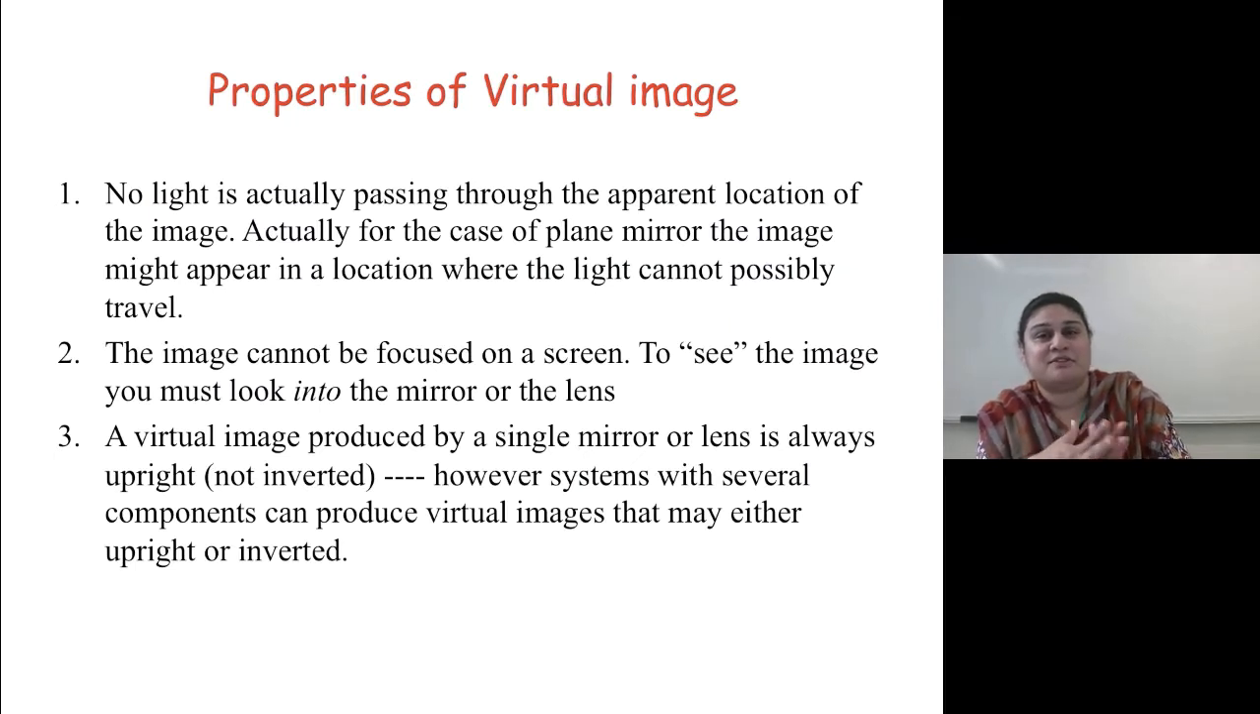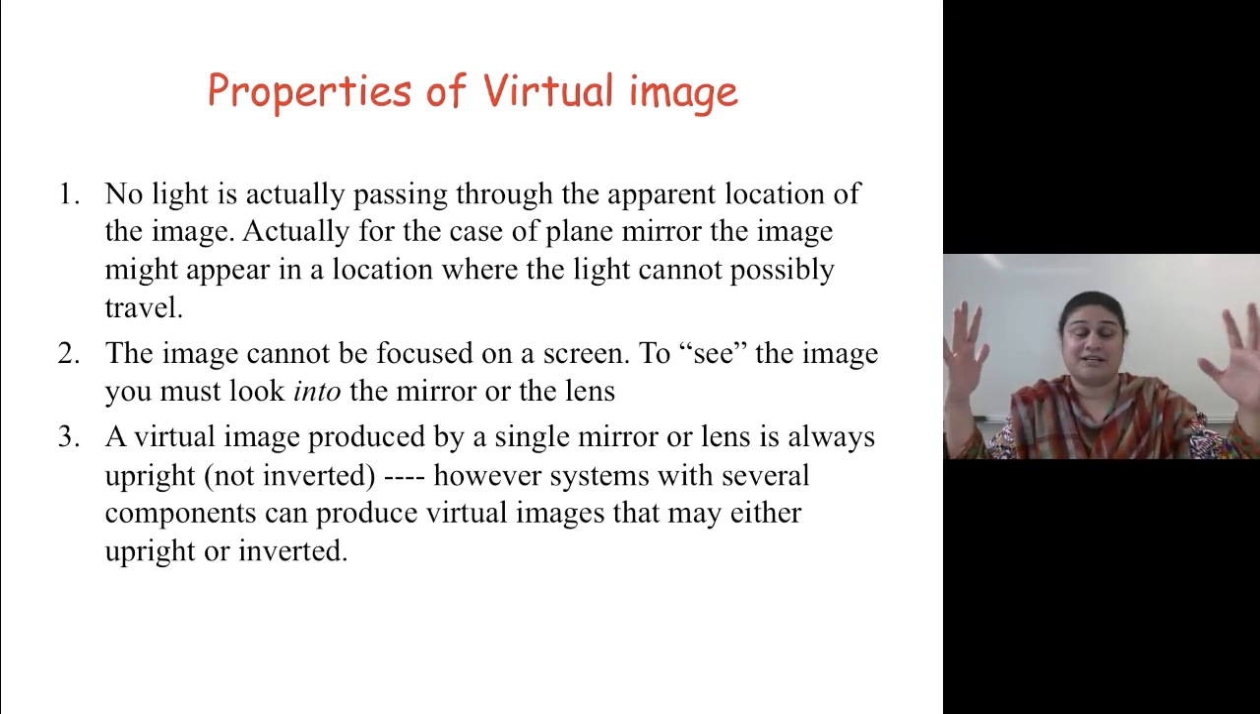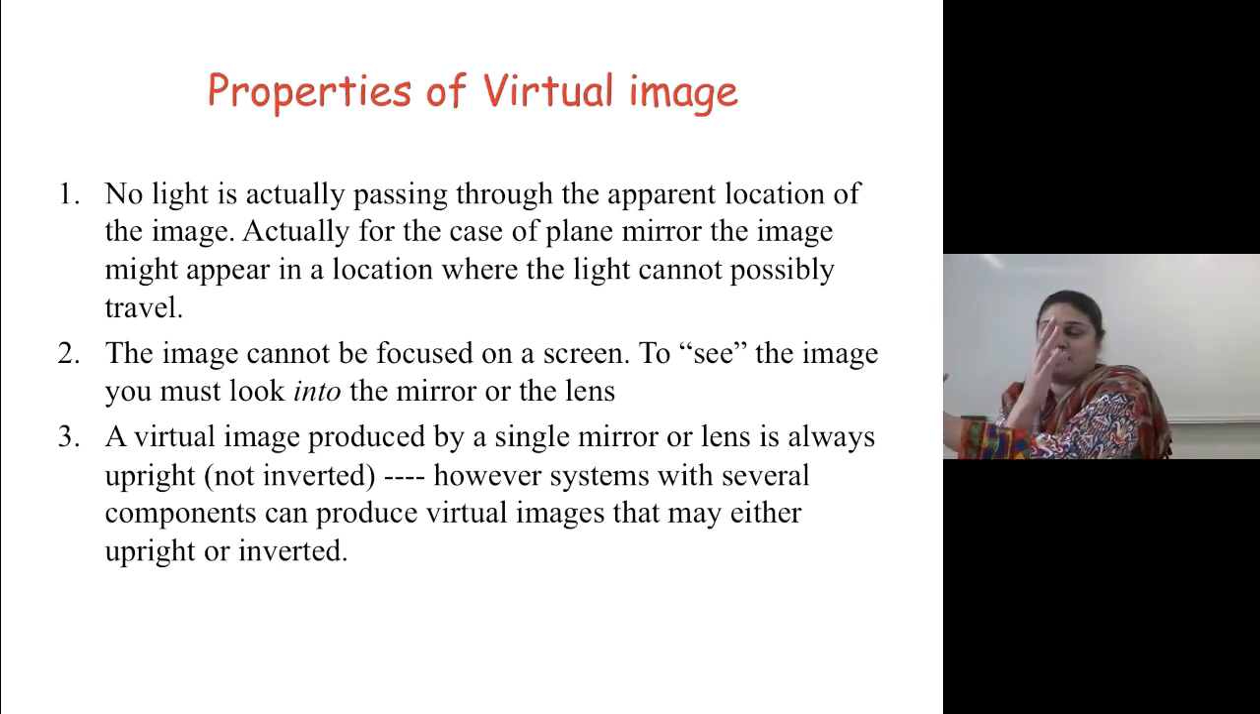So some properties of a virtual image, a little bit of a harder concept to understand. No light is actually passing through the apparent location of the image. Actually, for the case of plane mirrors, the image might appear in a location where the light cannot possibly travel. The image cannot be focused onto a screen. To see the image, you must look into the mirror or the lens. Imagine if you have a mirror and you're standing here, it seems like the image is formed back here. But when you go behind the mirror, there's nothing there, right? Because the image really isn't there. So that's a virtual image.